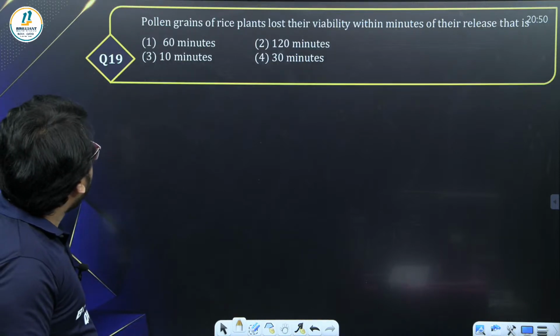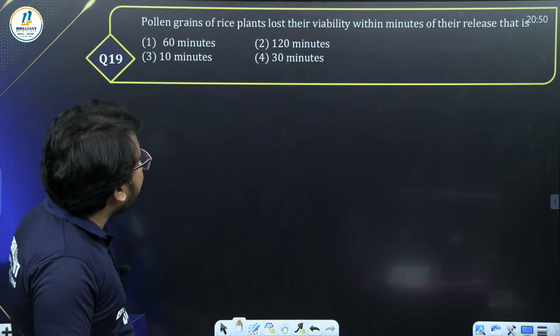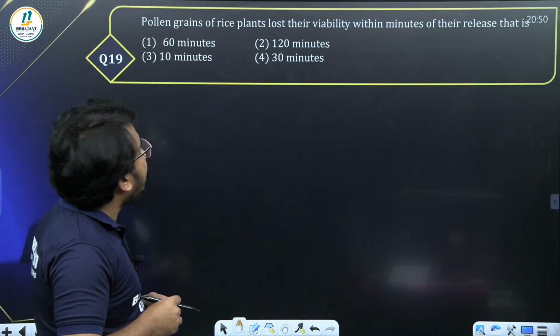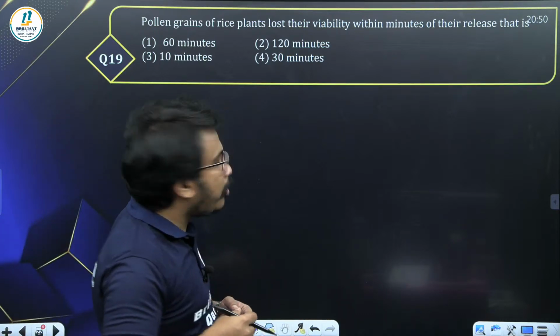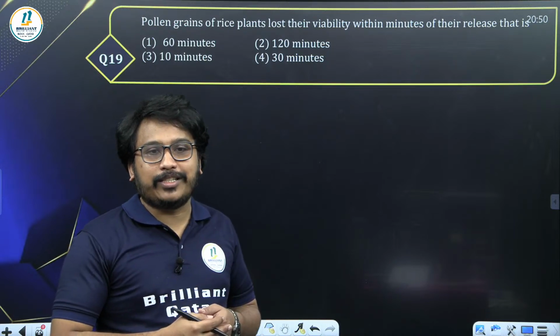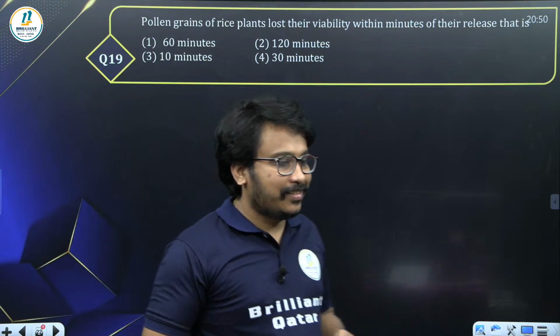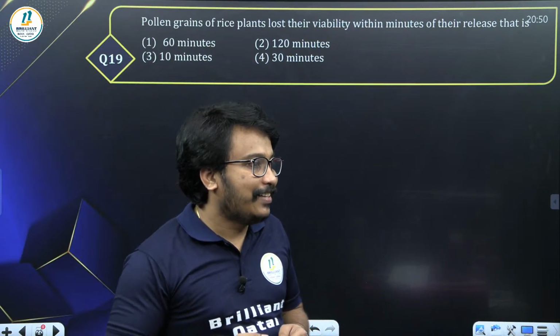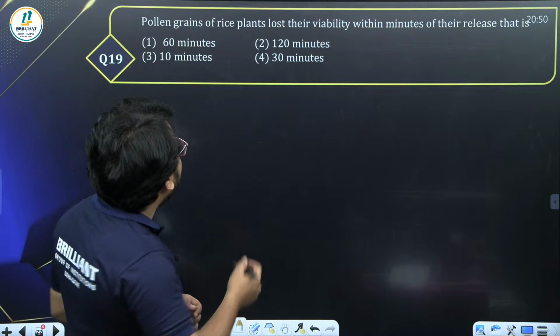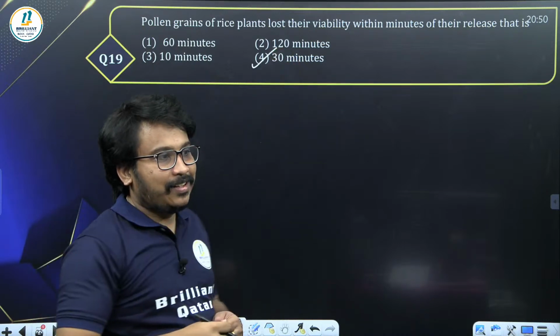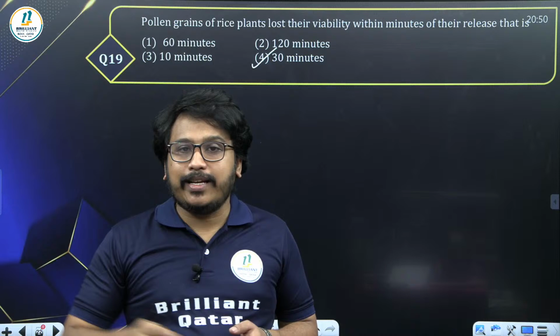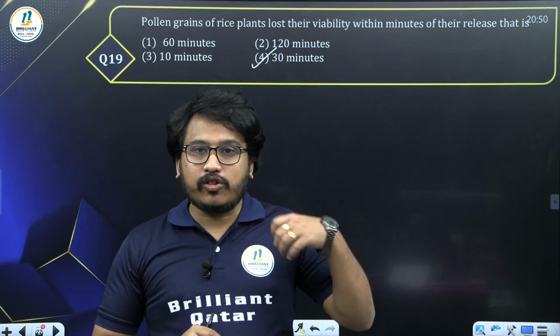Then next one. Pollen grains of rice plants lose their viability within minutes of their release. So you know how much time is taken for losing the viability in rice plants. Can you answer? What is the pollen viability in rice, wheat and all? How much time? It is 30 minutes. But in Rosaceae, Leguminosae, Solanaceae, etc., you can see they are viable for a few months. But in some plants, after release of these pollens, they retain the capacity of germination only for a short time, like 30 minutes and all.